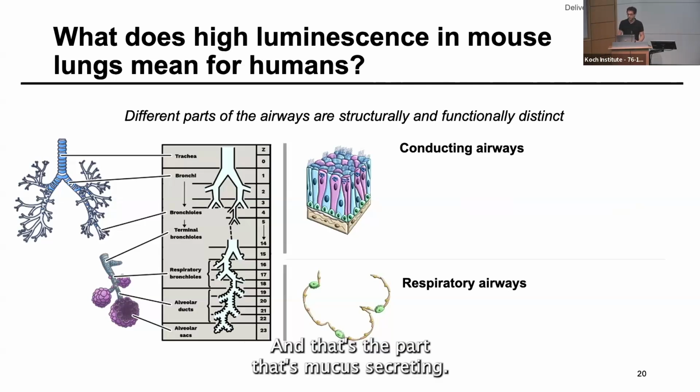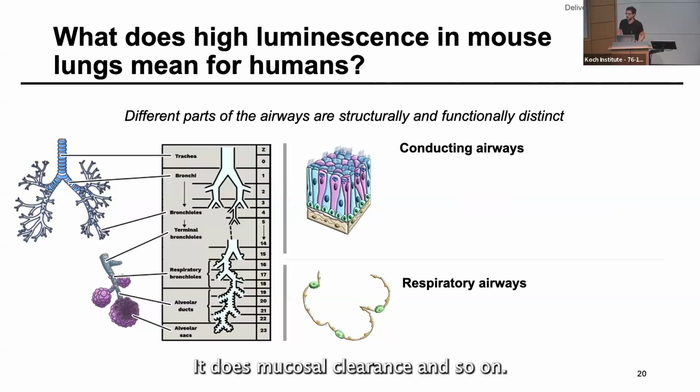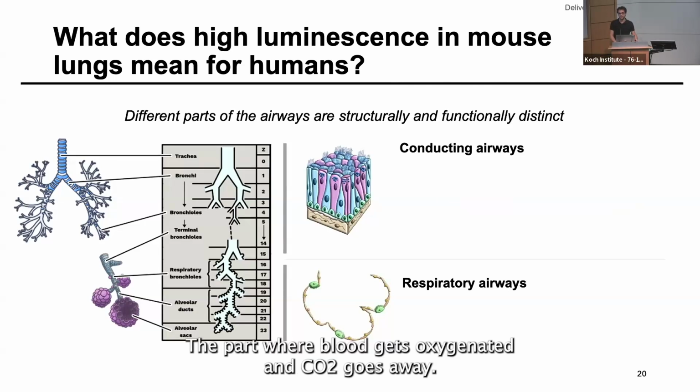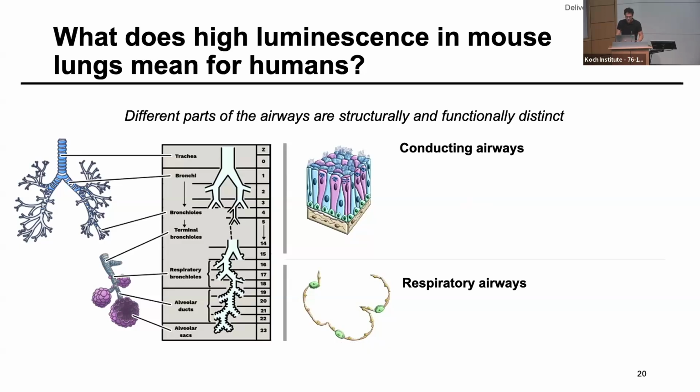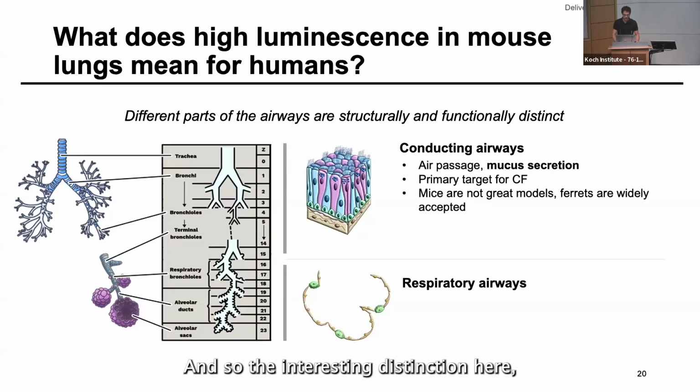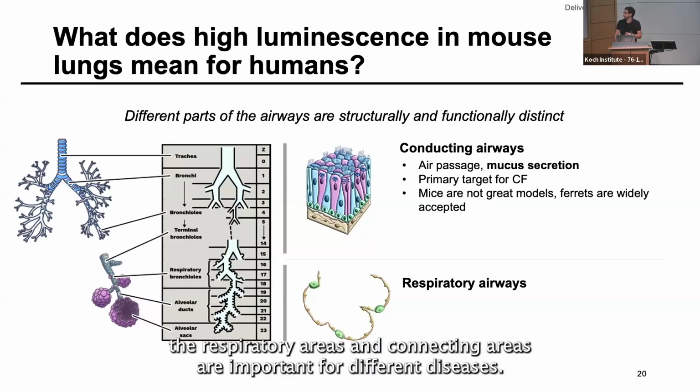And that's the part that's mucus secreting. It does mucociliary clearance and so on. It doesn't do gas exchange, the part where blood gets oxygenated and CO2 goes away. That's the respiratory airways, or the alveoli, as you've probably heard of them. And so the interesting distinction here is that the respiratory airways and conducting airways are important for different diseases.